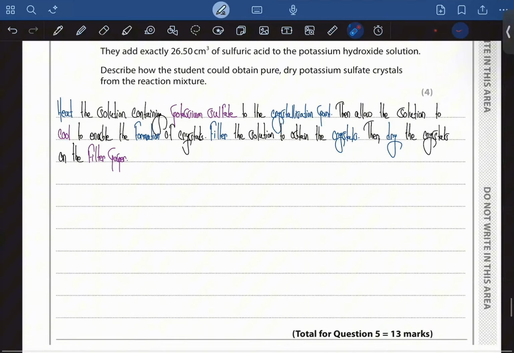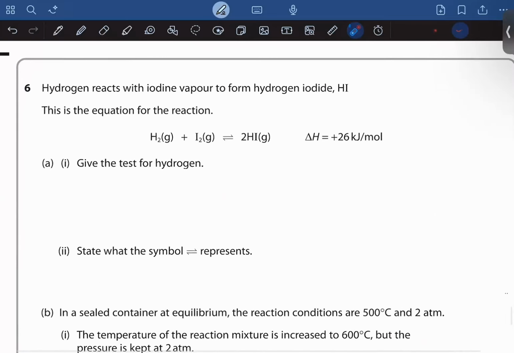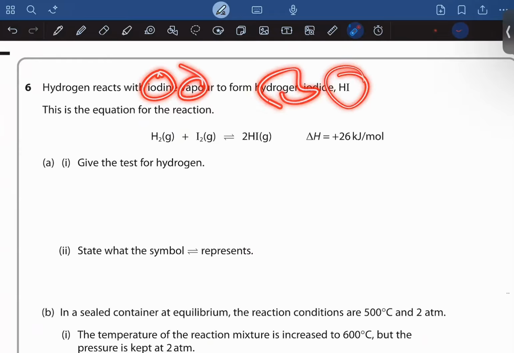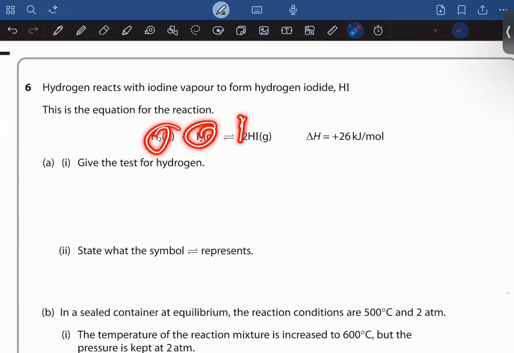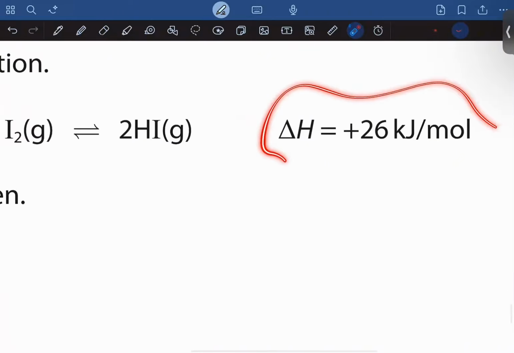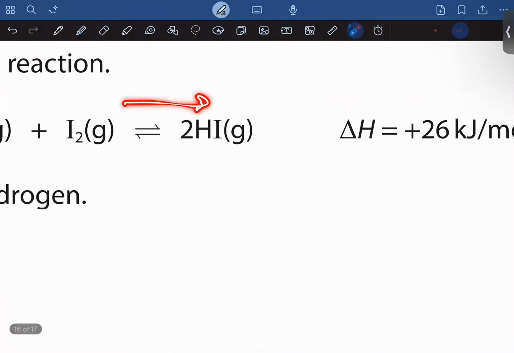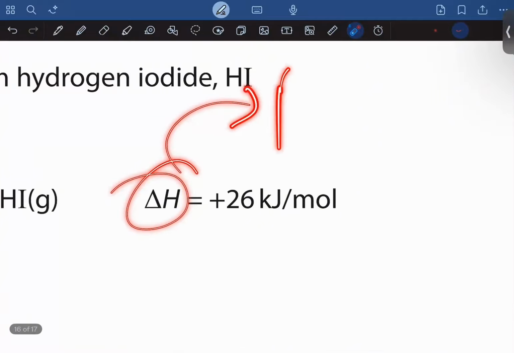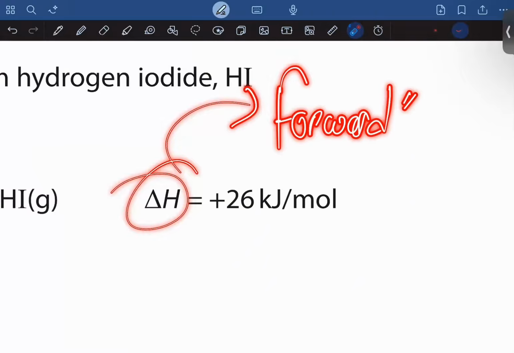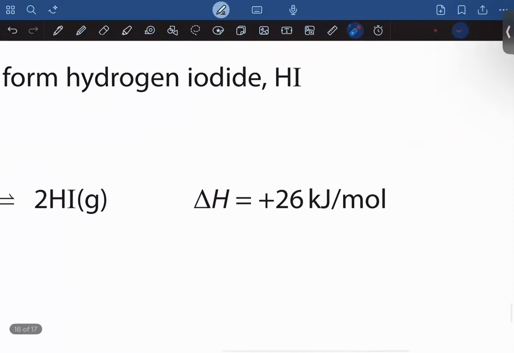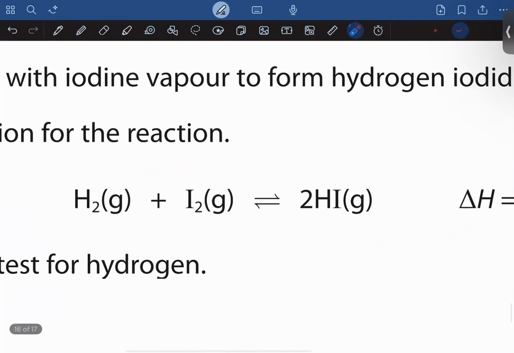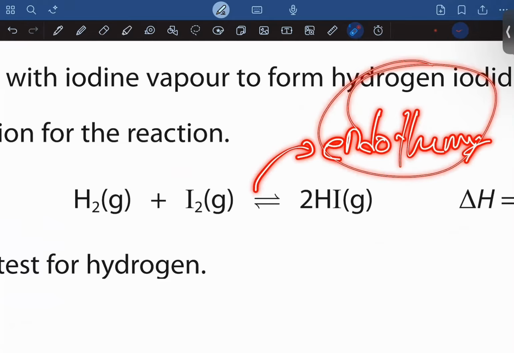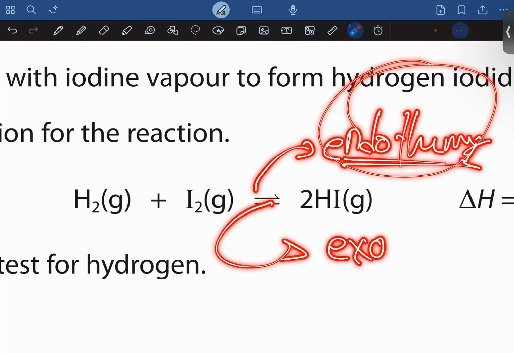Moving on to the next question. Hydrogen reacts with iodine vapor to form this. This plus this leads to the formation of this. Now delta H represents what the forward reaction is. Always remember this value represents the forward reaction. As this is a positive delta H value, the forward reaction is endothermic. If the forward reaction is endothermic, then the backward reaction is obviously going to be exothermic.